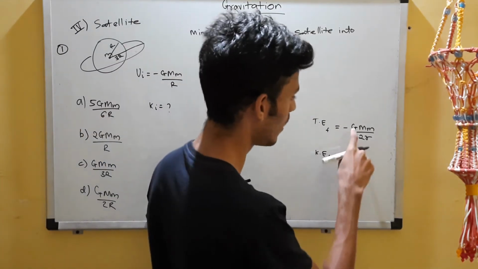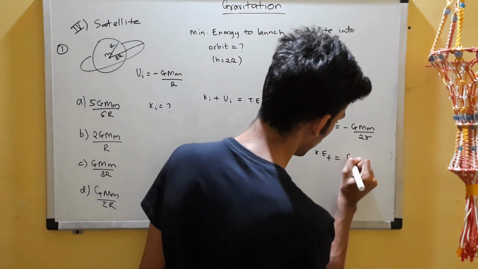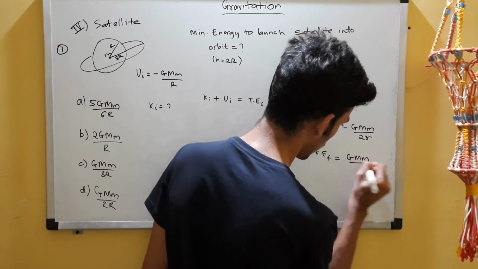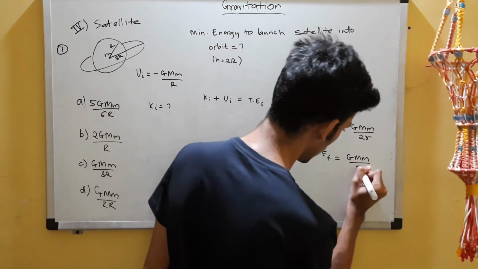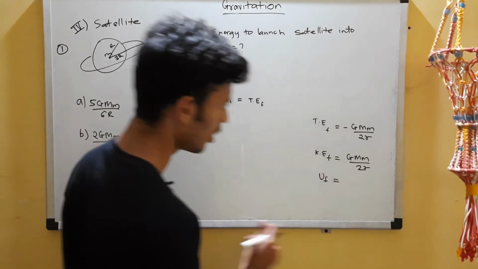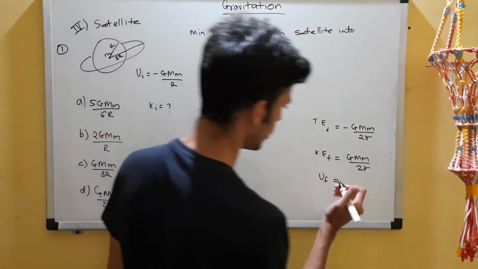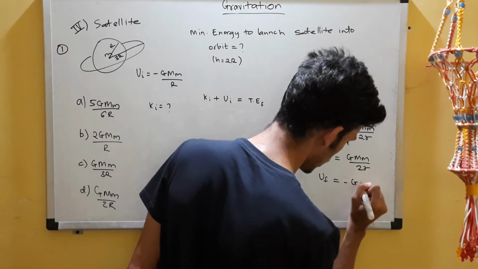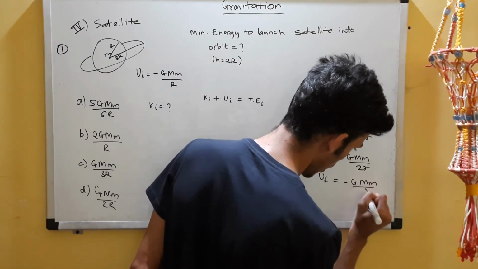Okay, so it's the same as the total energy, but it is positive. They basically differ in sign. And what about the final potential energy? These are the three relations that you should know about. Final potential energy is -GMm by r.